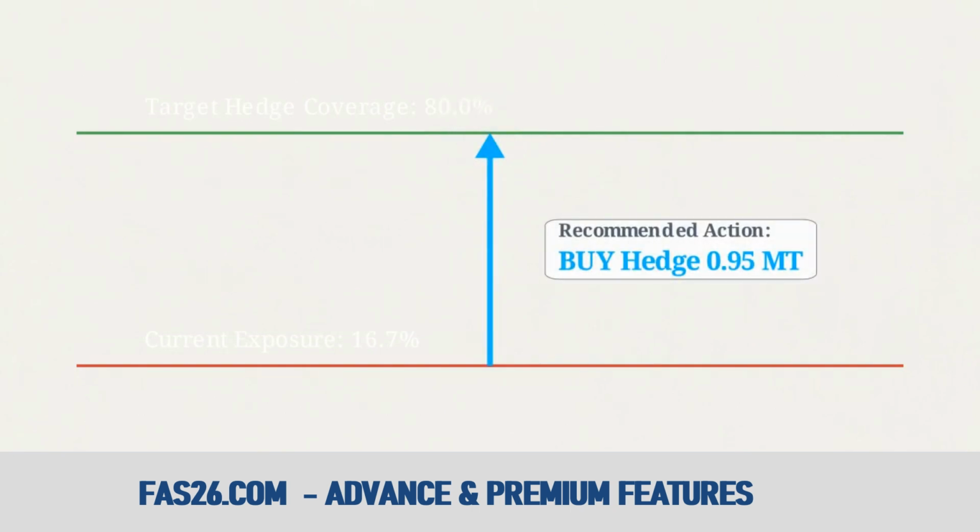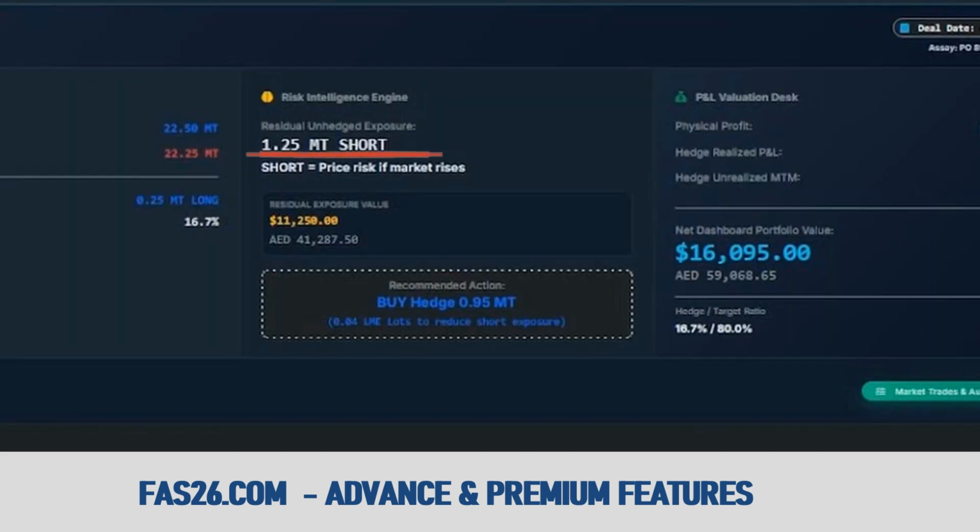Instead of passively displaying the exposure, the engine calculates the market moves required to reach the firm's target hedge coverage. Detecting the residual unhedged risk in this specific deal, the system prescribes the necessary market action, recommending the trader buy an exact hedge of 0.95 metric tons.